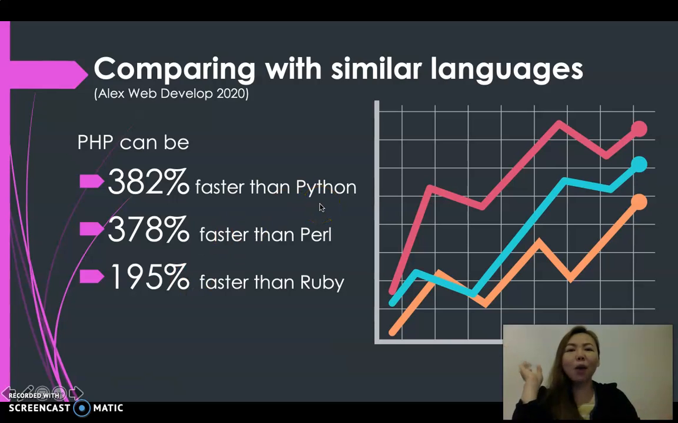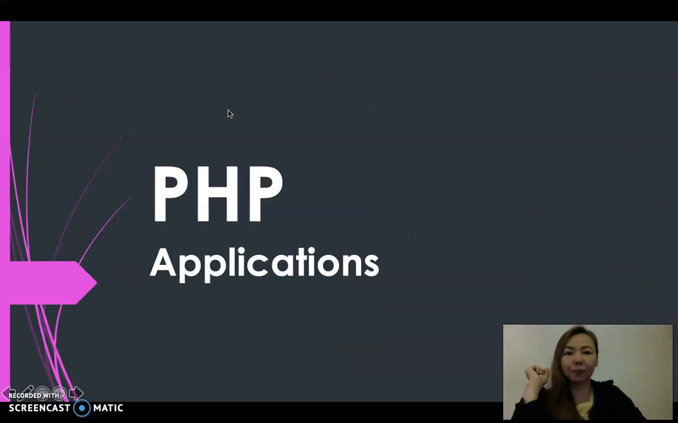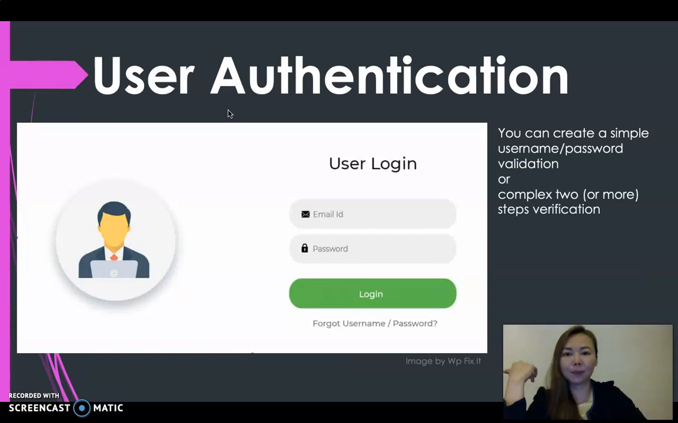Compared with similar languages, PHP can be more efficient. It can be 382% faster than Python, 378% faster than Perl, and 195% faster than Ruby, according to Atlas Web Developer. So enough talking about the introduction. Let's take a look at how we can apply PHP in applications.